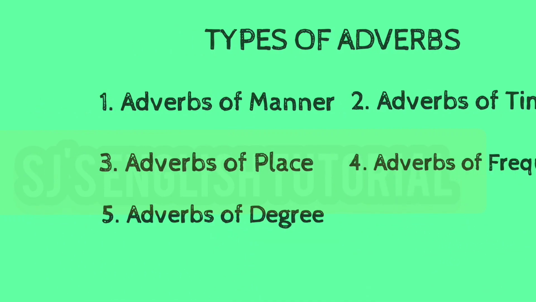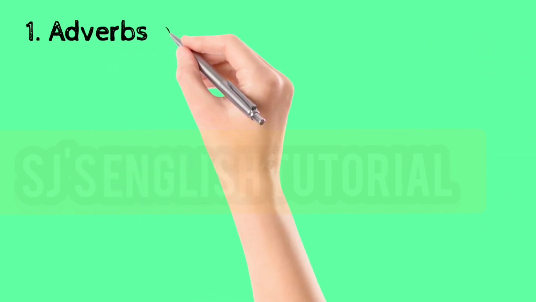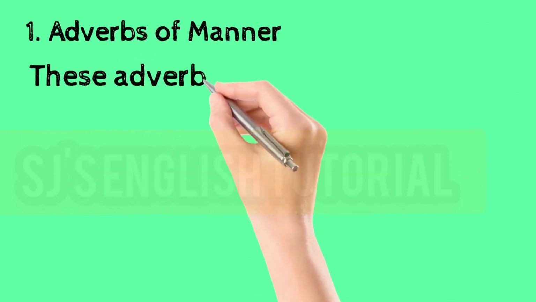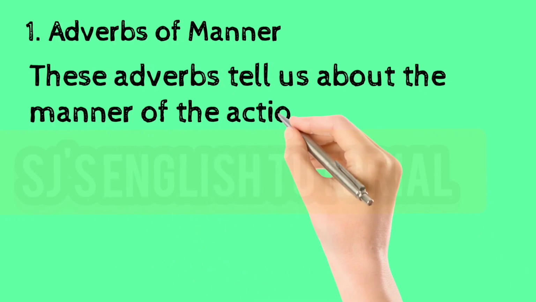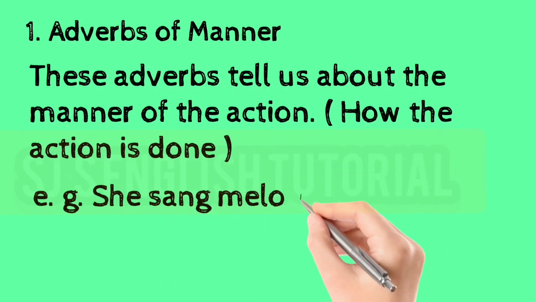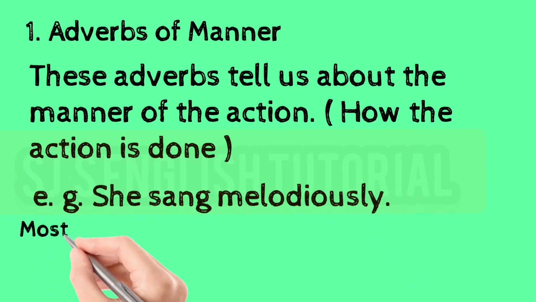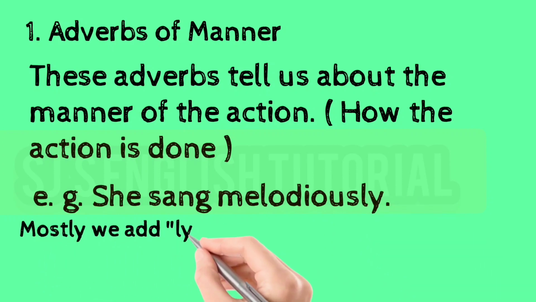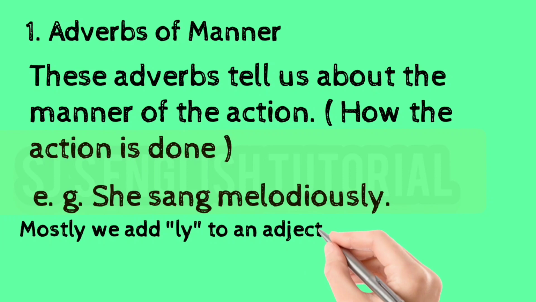The first one, adverbs of manner. These adverbs tell us about the manner of the action, that is, how the action is done. For example, she sang melodiously. Melodiously is an adverb. Mostly we add ly to adjectives to form adverbs.